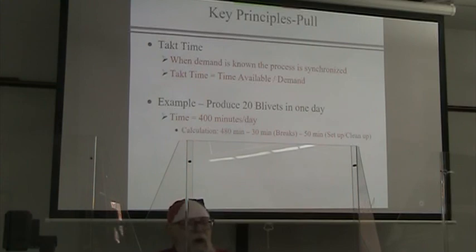All right, so the amount of time we have in our day, we're going to work one shift, so an 8-hour shift is 480 minutes. We have two 15-minute breaks, so we subtract 30 minutes, minus 50 minutes for setup in the morning and cleanup at night. All right, so that leaves us with 400 minutes per day.